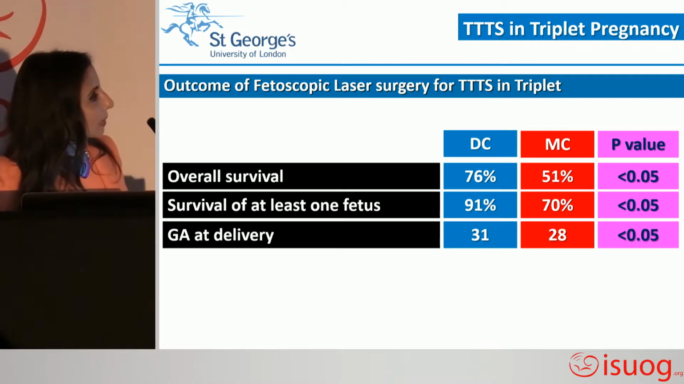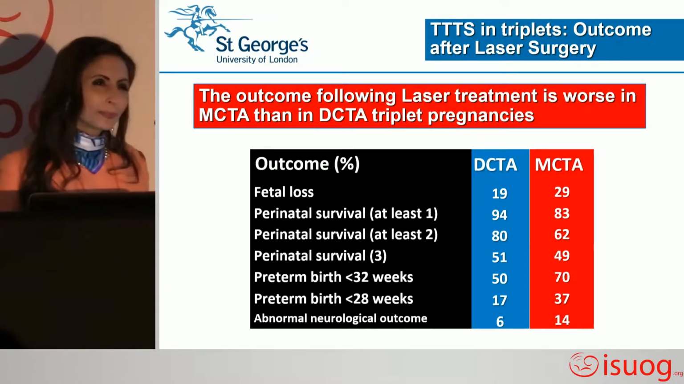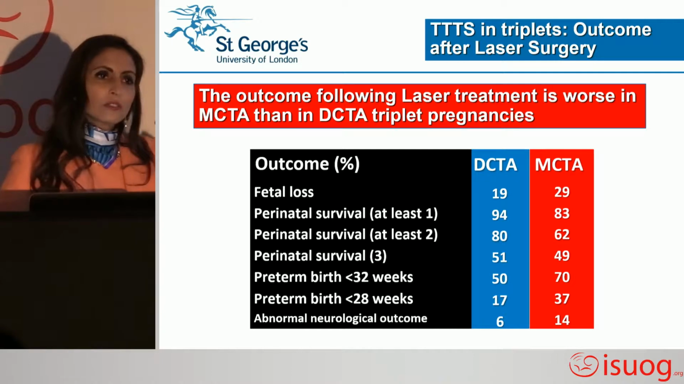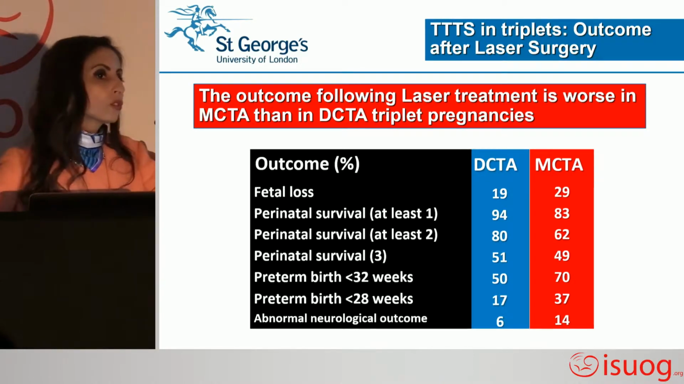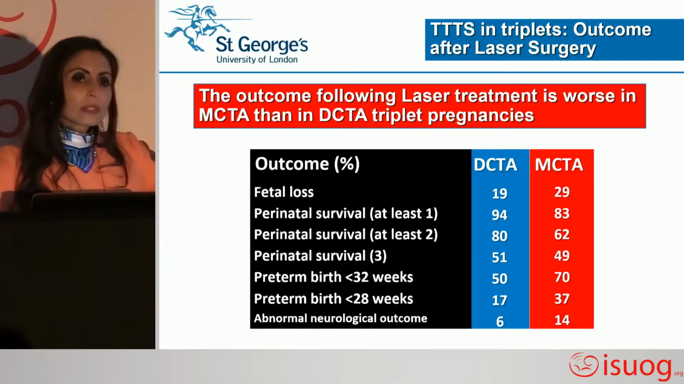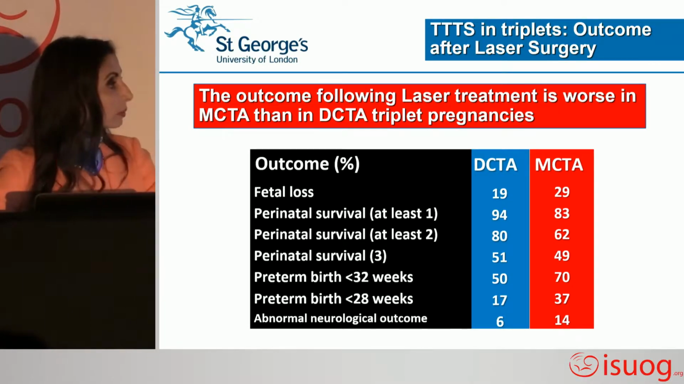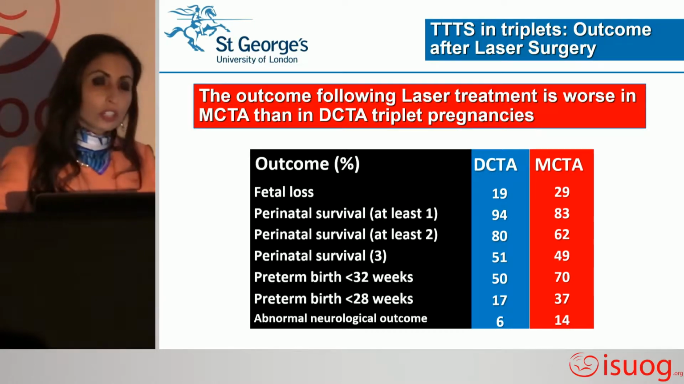So again, this data is from a meta-analysis that we published where we compared the survival in dichorionic triplets versus monochorionic triplets. I think it is useful when you counsel these pregnancies because these pregnancies are not common. You see them maybe every few months, and therefore for me it's useful to have this table because when I'm counseling them, I can quote some figures for the survival and for the risk of preterm delivery and neurological outcome.